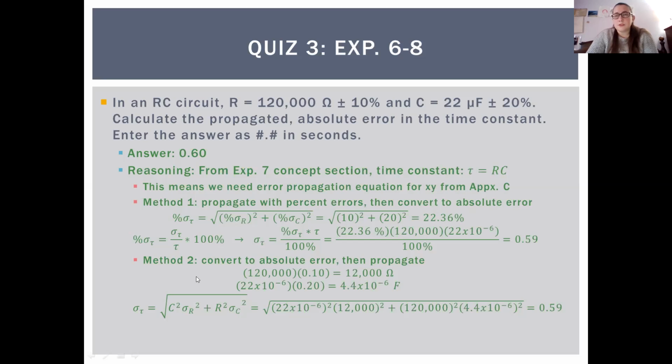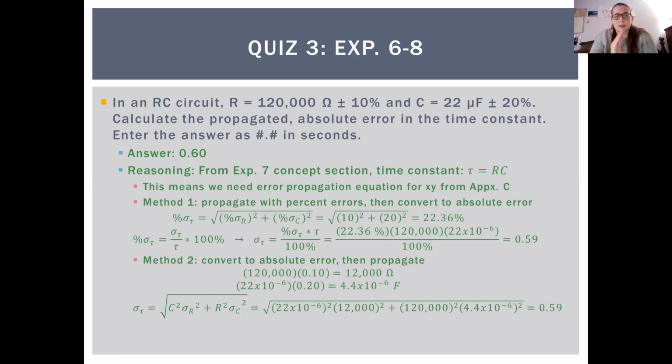if you don't remember this from Physics 1 lab, it should be in Appendix I for you. But percent error is the uncertainty divided by the value times 100%. So if we rearrange that, that means the absolute error, sigma tau, is the percent times the value divided by 100. So 22.36 times the value, our tau is R times C, so R times C divided by 100, which gives you an absolute error of 0.59. So that's one method that you could use.